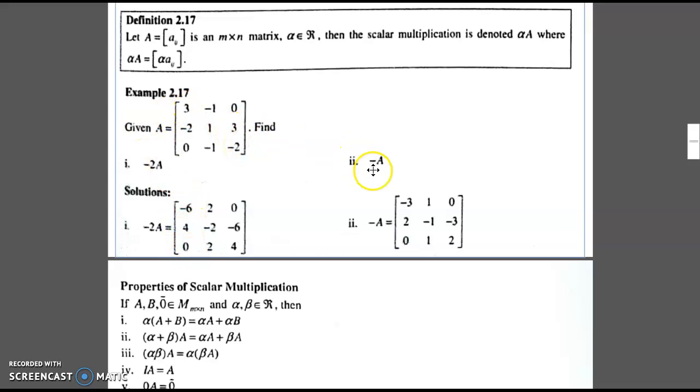Next, find negative A. This indicates the negative matrix, but it can also be considered scalar multiplication because we can look at it as negative 1 times A. Just as we did in the first one, multiply it and you'll get the answer. Scalar multiplication is quite easy.